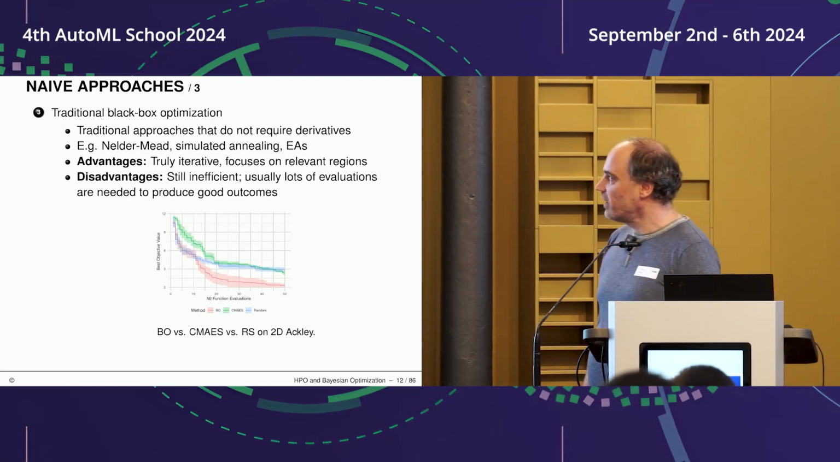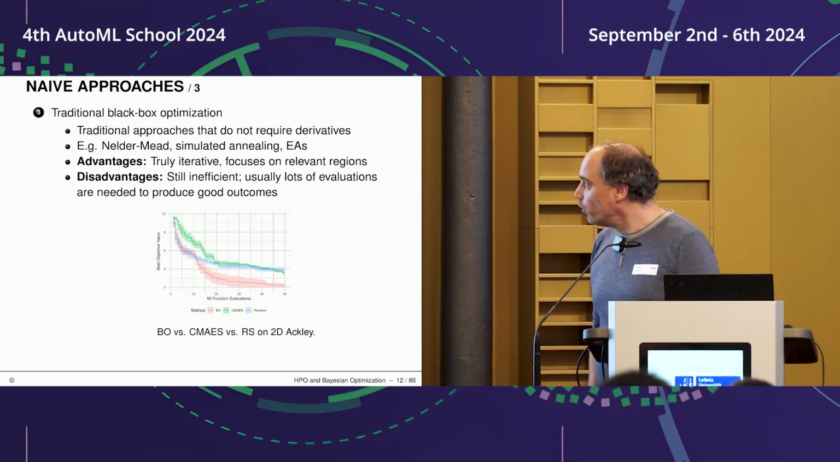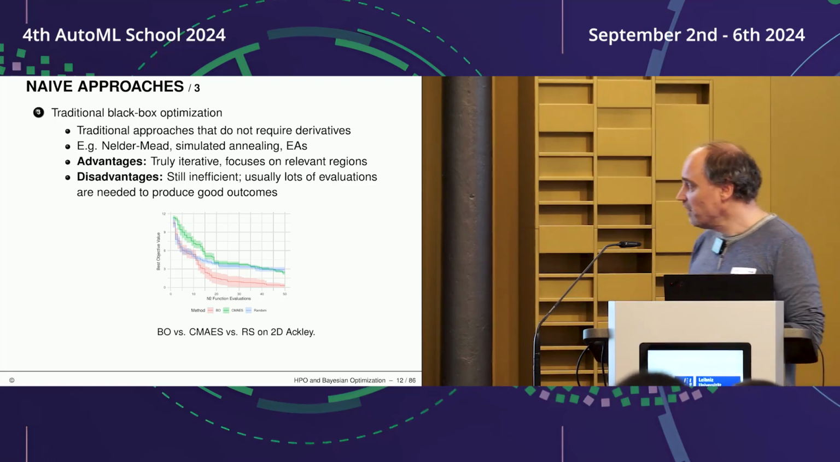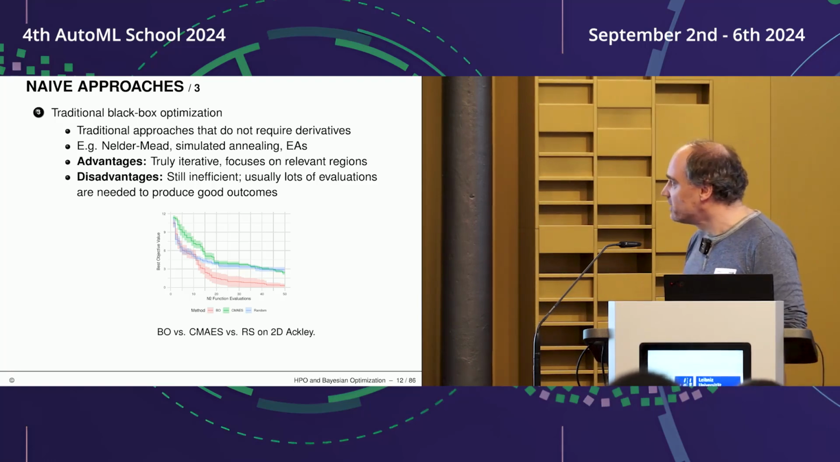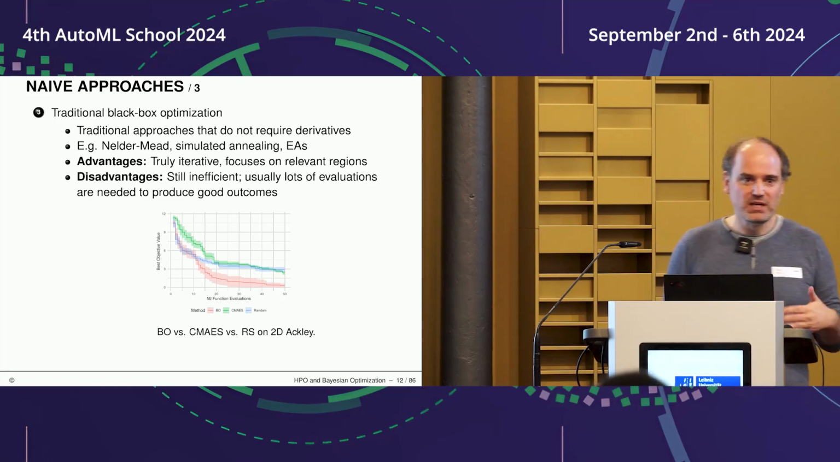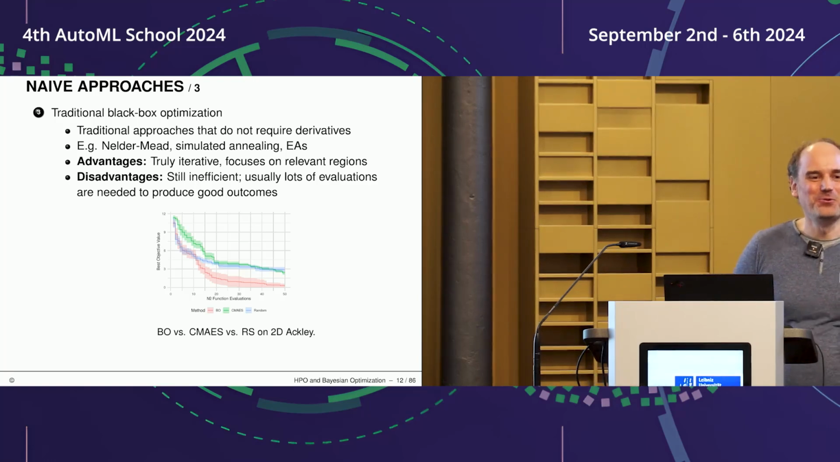Then there's also traditional black box optimization. Simulated annealing and more old-fashioned evolutionary algorithms have been used for decades on hyperparameter optimization, with various degrees of success. So these are more iterative. They learn the landscape to a certain degree, I wouldn't say they really learn it like we are now going to learn the landscape in Bayesian optimization, but they do some form of iterative improvement.